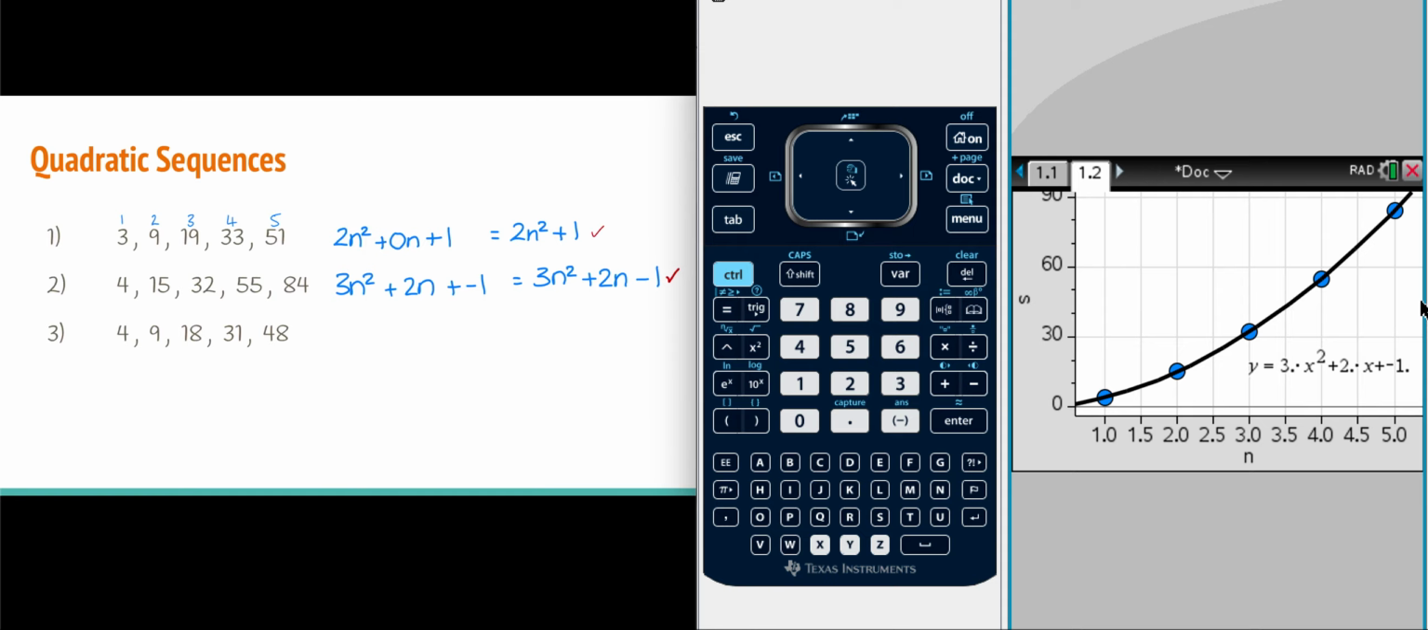So have a go at the third one, pause the video, have a go at the third one, and then we'll go through it together after.